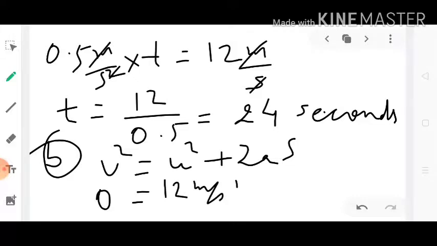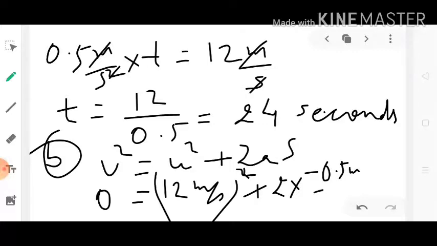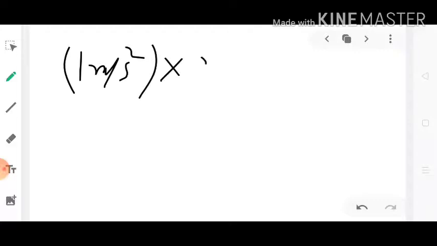v is 0, u is 12 meter per second, so square of that, plus 2 into a, which is minus 0.5 meter per second square, multiplied by s. s has to be found. Don't get confused with the symbol for second and the symbol for distance. So on calculating the values, we get this much.